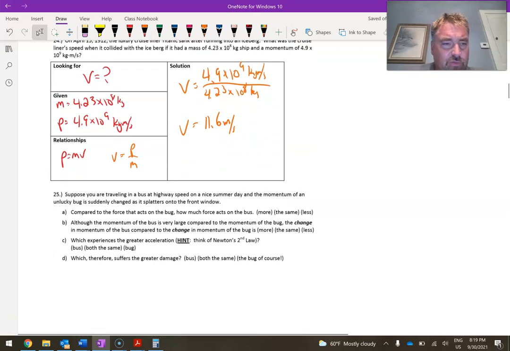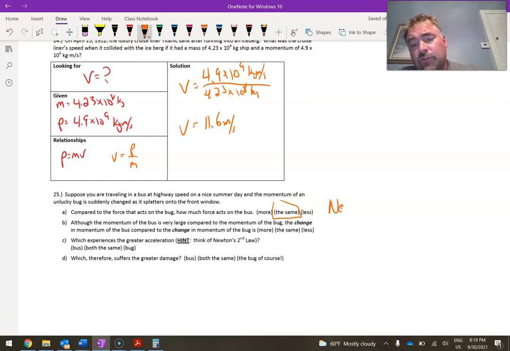And finally, number 25, suppose you're traveling in a bus at highway speed on a nice summer day, and the momentum of an unlucky bug is suddenly changed and it splatters on the front window. Compared to the force that acts on the bug, how much force acts on the bus? We know that that's got to be the same. And this is from Newton's third law of motion. For every action or force, there's an equal and opposite reaction force.